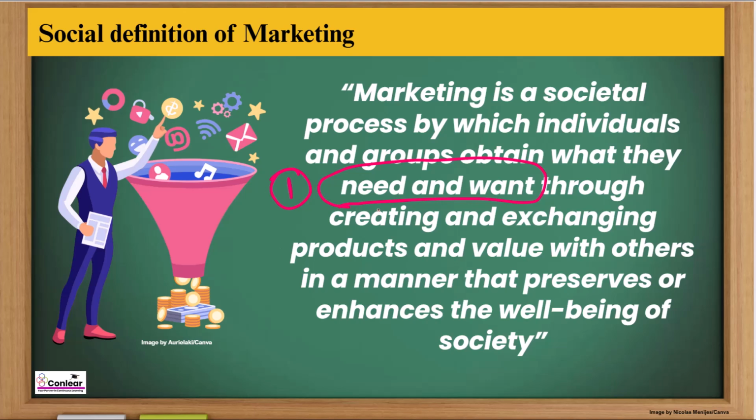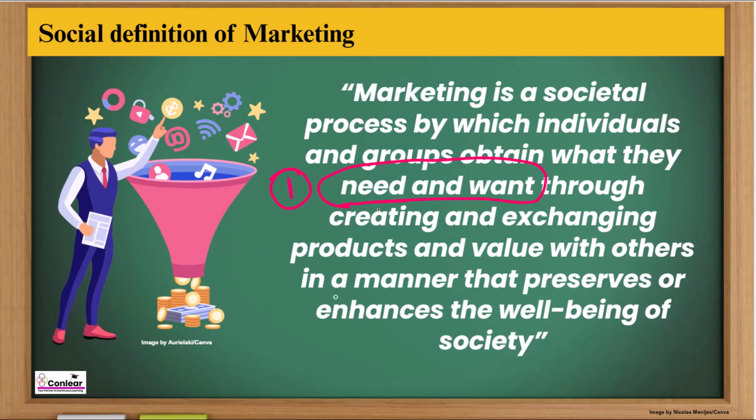Anything and everything in marketing begins with needs and wants. So, what are human needs? Needs are the basic requirements. And by the way, marketers don't create them. Food, shelter, clothing. Marketers don't create them. But wants are the needs that are shaped by the culture and the personality. So, needs and wants is the first phrase that this definition addresses.